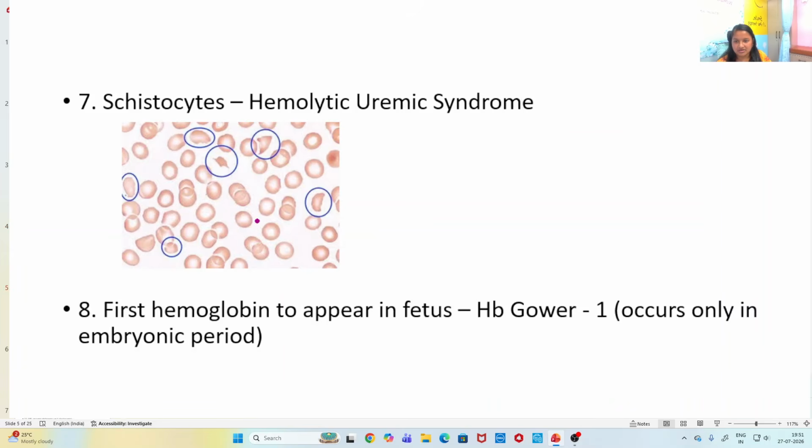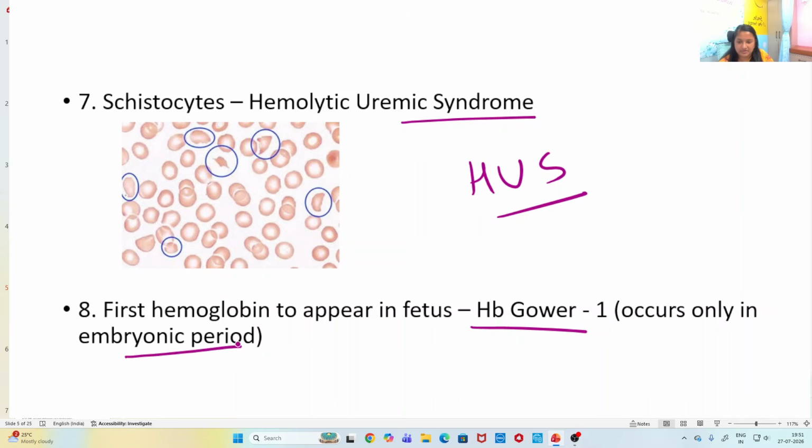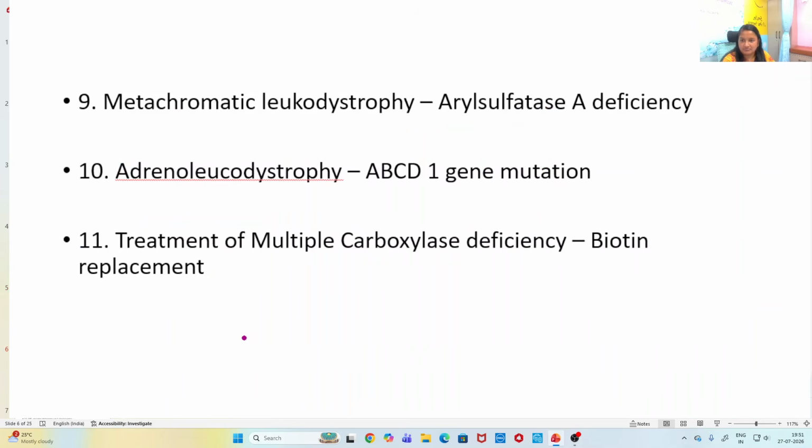Schistocytes, or broken lysed RBCs in the form of these triangles. This kind of broken RBCs is seen in hemolytic uremic syndrome, HUS. The first hemoglobin to appear in the fetus is HB Gower 1, and this occurs only in the embryonic period of the fetal period.